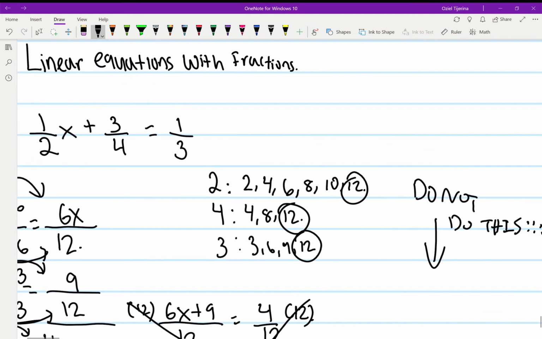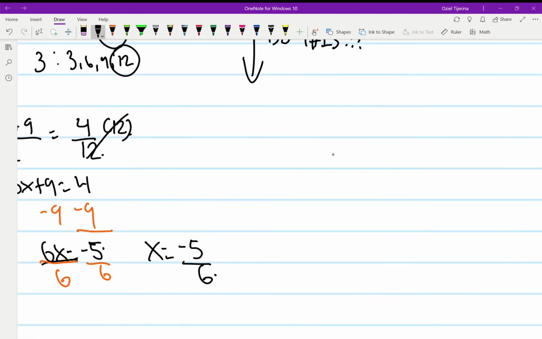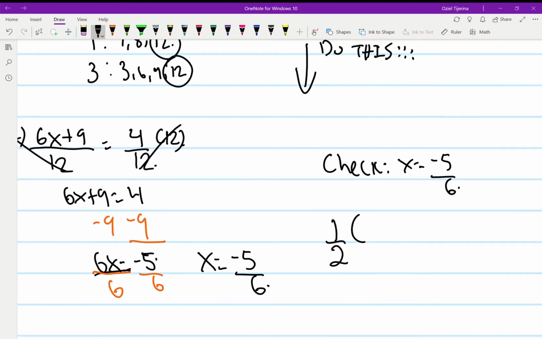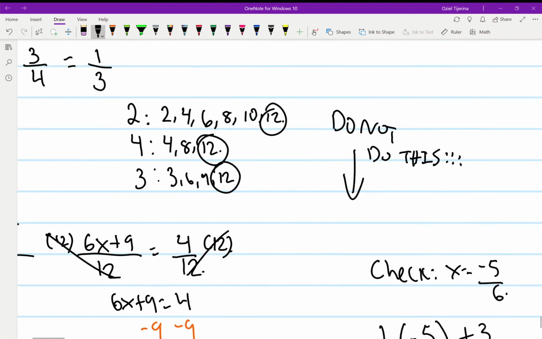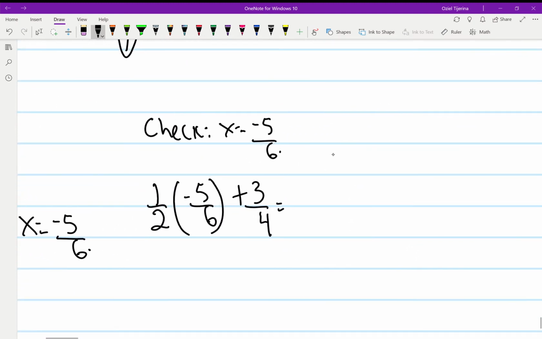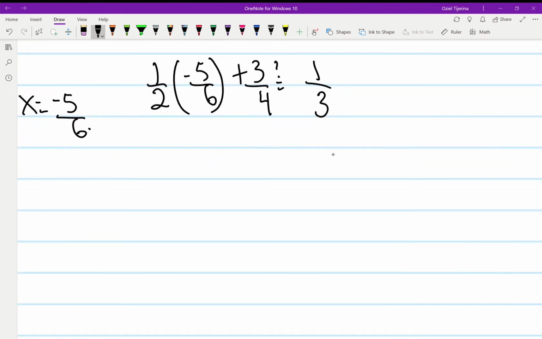Okay, so if we go ahead and check it, we check to see if our answer is right. So we have 1/2 times the quantity negative 5/6 plus 3/4 equals, so is that equal to 1/3, basically. And we get negative 5 over 12 plus 3/4, is that equal to 1/3?